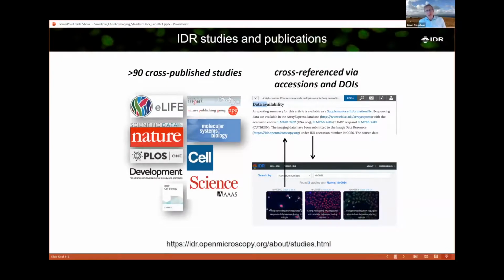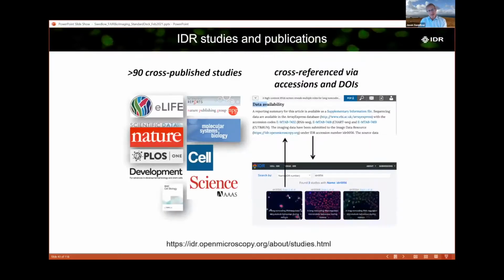More importantly, what is IDR doing? So we are publishing the data sets associated with peer-reviewed papers. Papers are coming out in the journals that are listed there, and alongside, there's a data set that is published and available. For example, you see an example data availability section here from a paper. There's various data sets associated with this paper. The imaging data have been submitted to the imaging data resource. There's a URL, and then there's an identifier that provides a way to access that data.